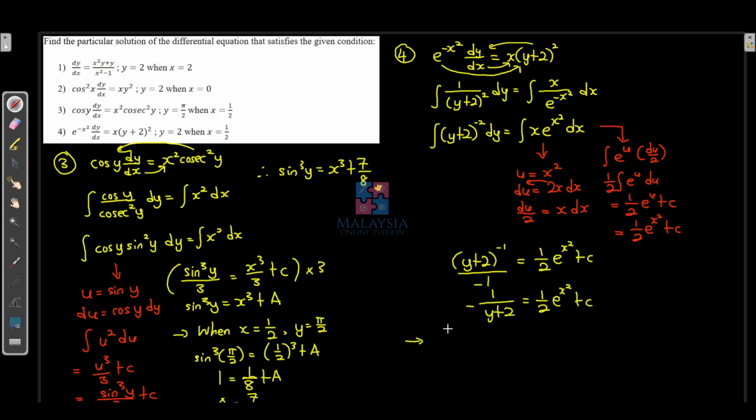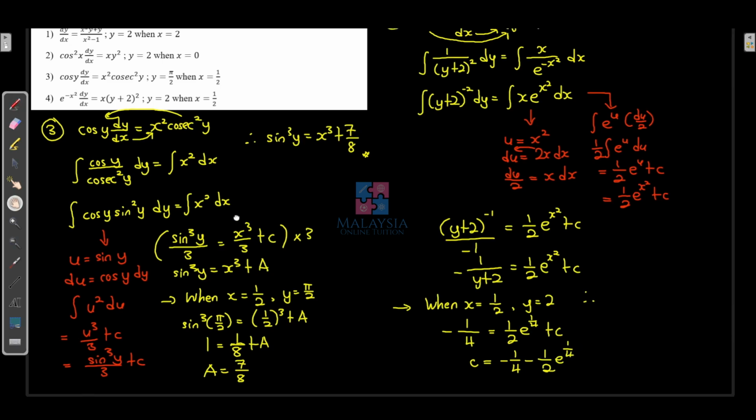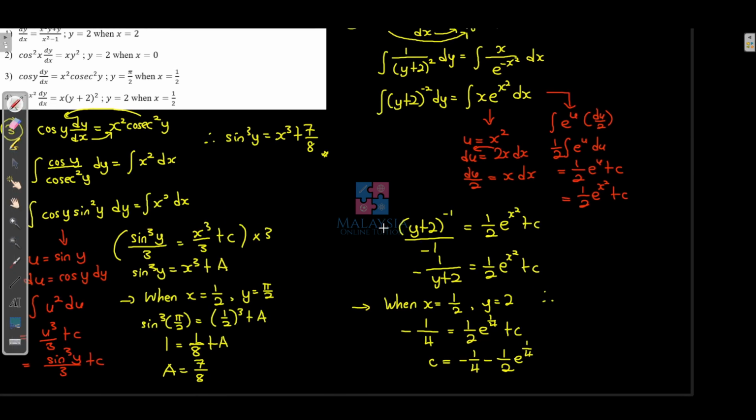Now we can substitute the conditions, okay, or the limits. When x equals 1 over 2, our y equals 2. So then negative 1 over 2 plus 2 is 4, so negative 1 over 4 equals 1 over 2 e to the power of x squared. So 1 over 2 squared, that is 1 over 4 plus c. So your c is going to be negative 1 over 4 minus 1 over 2 e to the power of 1 over 4.